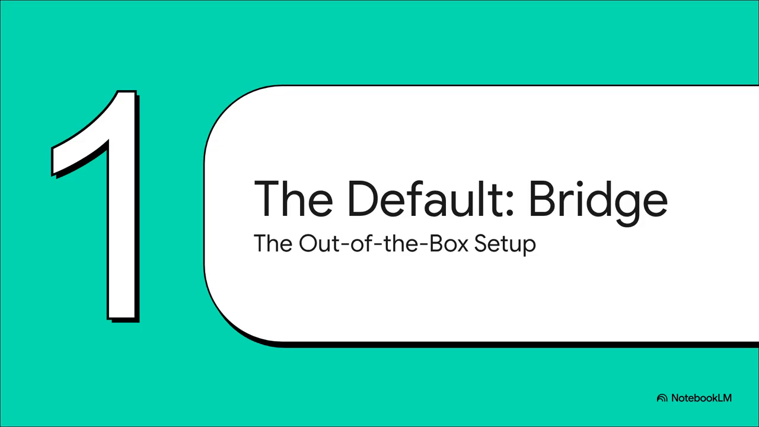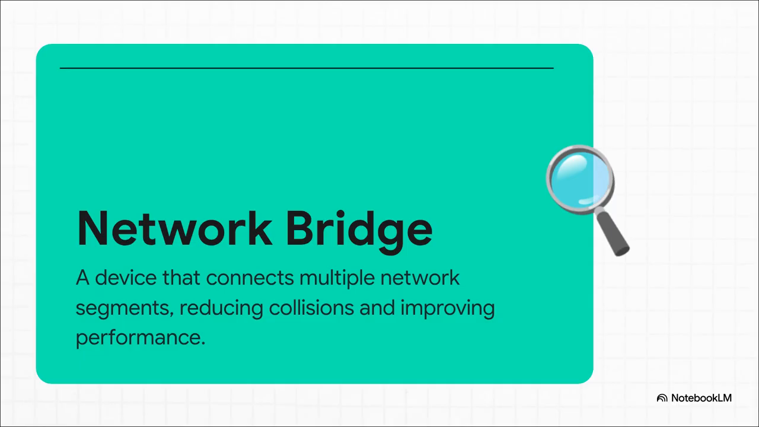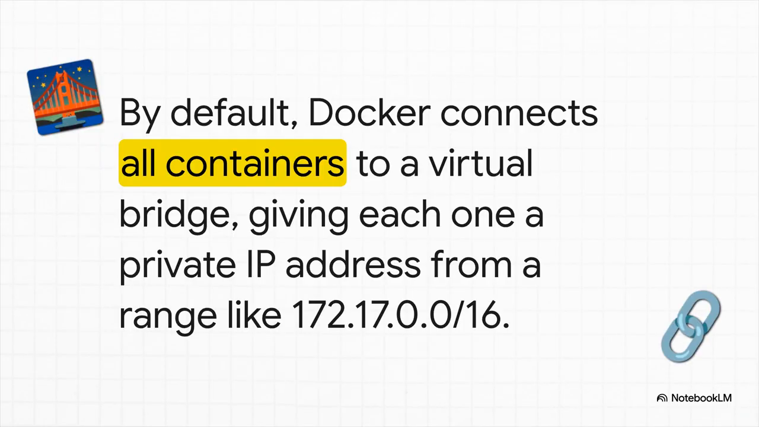Now, to really get what Docker is doing, we first got to understand what a bridge is in the real physical world. I want you to imagine a big, busy office with like 30 computers all on one giant network, all trying to shout at the same time. It's total chaos. Data packets get dropped, that's what we call collisions. A physical bridge is the smart device that splits that one chaotic network into two smaller, quieter ones. It's basically a smart traffic cop, directing data only where it needs to go. Docker does the exact same thing, just virtually.